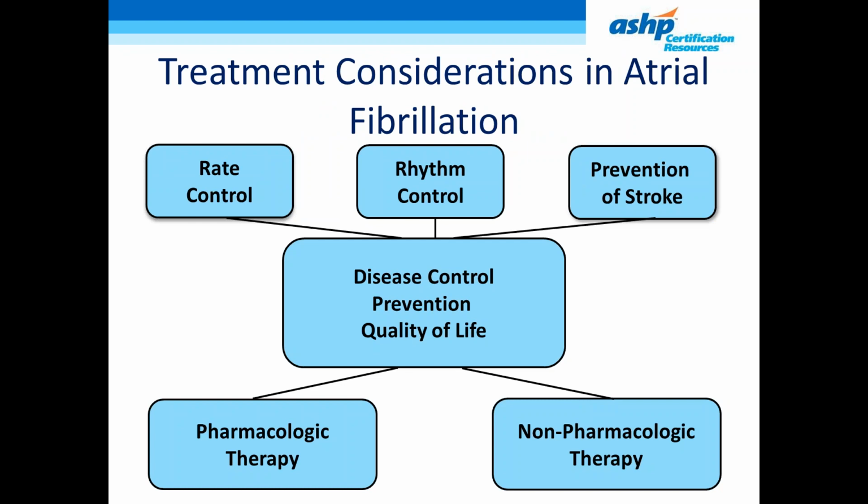For treatment considerations in atrial fibrillation, there are essentially three things that must be considered: rate control, rhythm control, and prevention of stroke. The goal for this is to control the disease, to prevent the complications that occur from atrial fibrillation, and to improve the patient's quality of life. These can be achieved both using pharmacologic therapy and non-pharmacologic therapy.